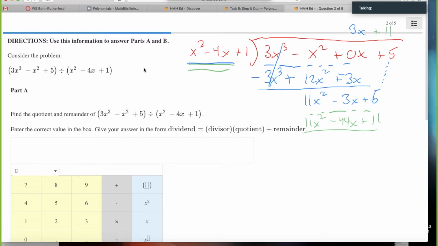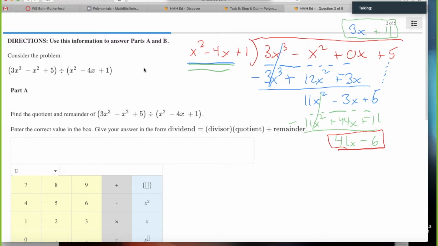So remember, we're going to subtract that. So I'm going to change the signs of all of them. That goes away. Negative 3 plus 44 is a positive 41x. And then 5 minus 11 is a negative 6. So here we have our answer. This is our quotient, and this number down here is our remainder.